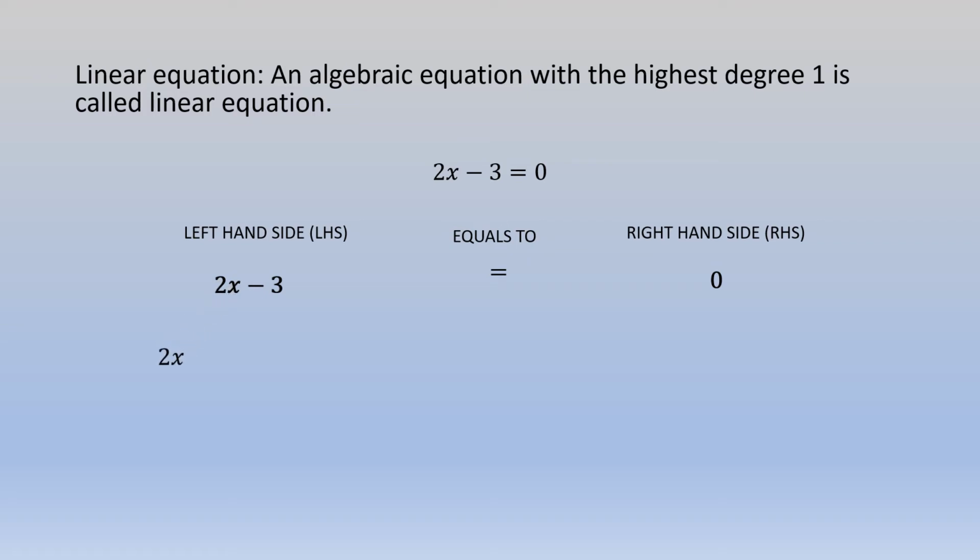So we have in the left hand side 2x, which is called a variable of x, and here 2 is called the coefficient of x, and then we have a minus 3, which is a constant. Then on the right hand side we have 0, which is also another constant. So these are the parts of an algebraic equation, in our case, that is in linear equation. So 2x minus 3 is equals to 0 is an algebraic equation having degree 1, and we call this algebraic equation a linear equation.